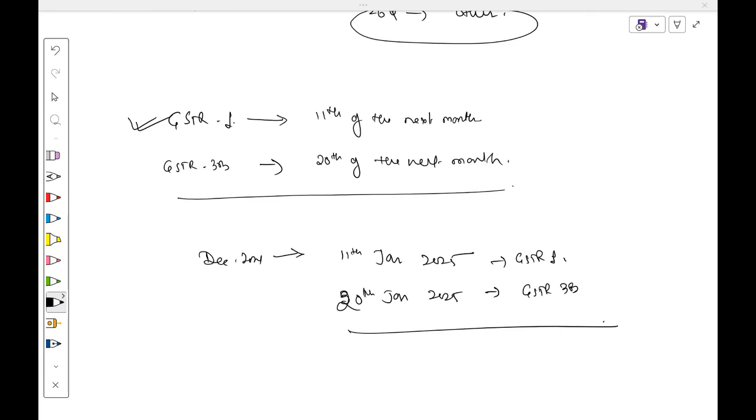Now, sir, we already know about this part. So what is the difference between GSTR1 and GSTR3B?